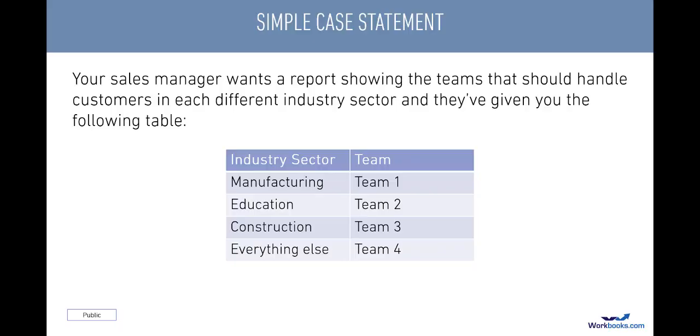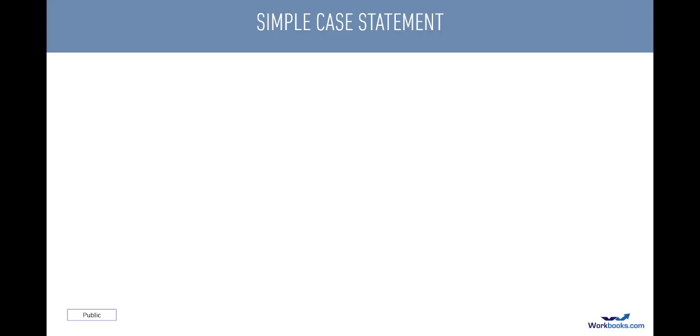Imagine that you've been asked to build a report to show different teams depending on the industry sector the organisation is in, as shown on the table that's on the screen at the moment. In a case statement, assuming that you were starting your report based on organisation records, you'd enter the formula like this. First you'd type the word case, or you can select it from a formula list, and then enter the field name that you're looking to match, which for us is industry.